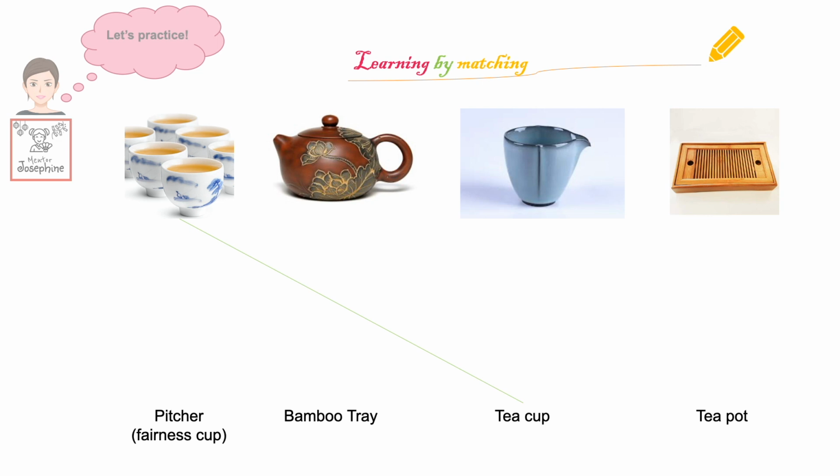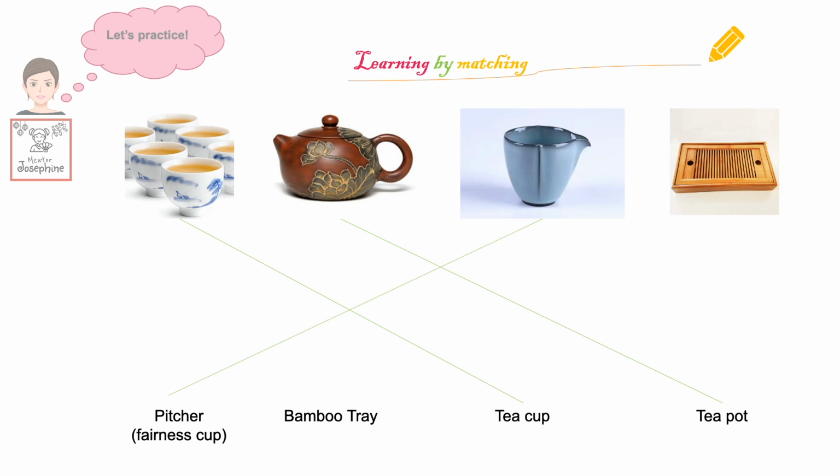What do you think it is? Yes, correct. It is a teapot. Good job! A teapot is usually with a handle and a lid. Very good. And the third utensil. What is it?